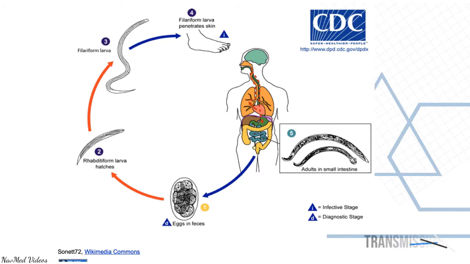So this is how the hookworm cycle looks. You can see that the eggs are laid in the feces. Now these eggs hatch into rhabditiform larvae, which convert into filariform larvae in stage 3. The filariform larvae penetrate the skin of humans in stage 4.